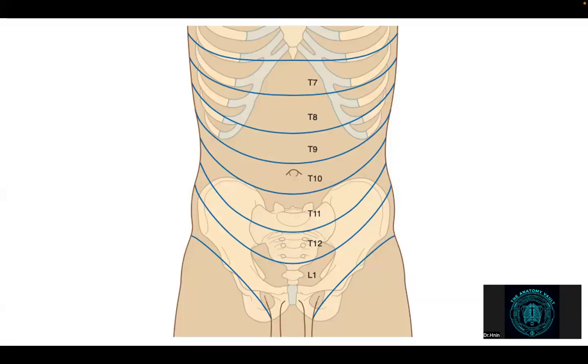However, its exact position varies depending on age, body habitus, and the amount of subcutaneous fat. Because of its consistent location, the umbilicus is often used as a central landmark during abdominal examination.